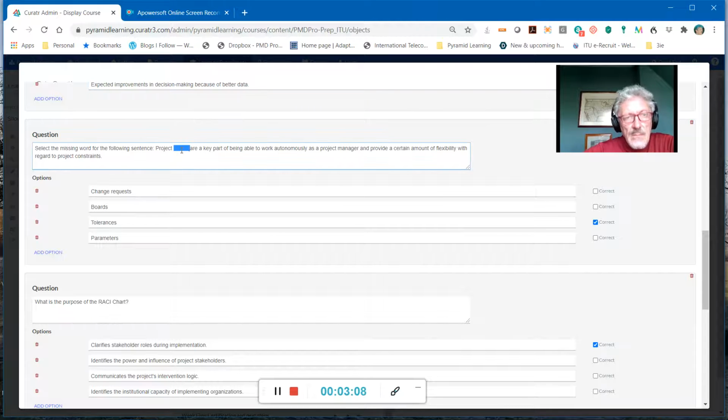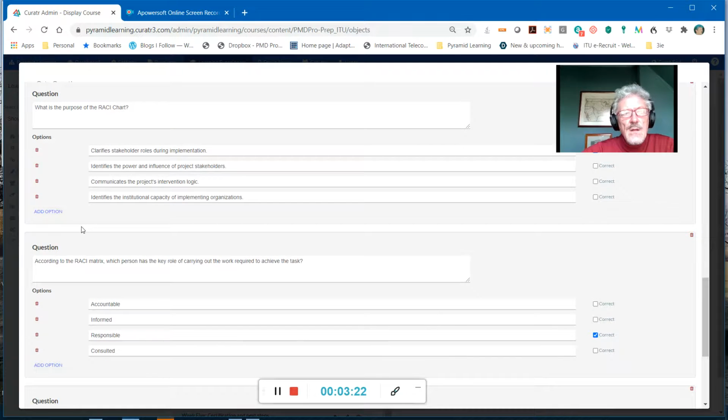Next question. Select the missing word. Project are a key part of being able to work autonomously and with a degree of flexibility. Well, we've had a similar variation of this question previously, so you know that the correct answer is tolerances. The purpose of a RACI chart, RACI, doesn't really matter.